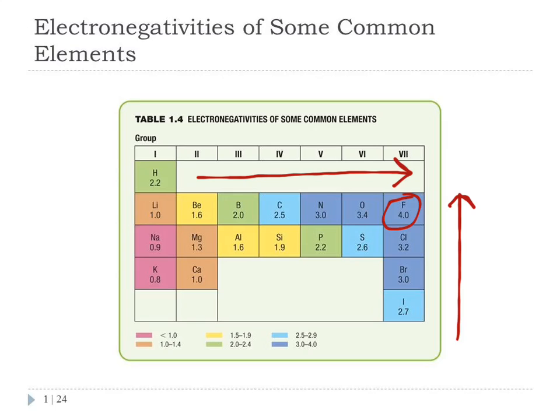We're going to see a note about this in a minute. Here carbon is 2.5, hydrogen is 2.2. That's a difference of 0.3, which is not considered significant. I'll just point that out.